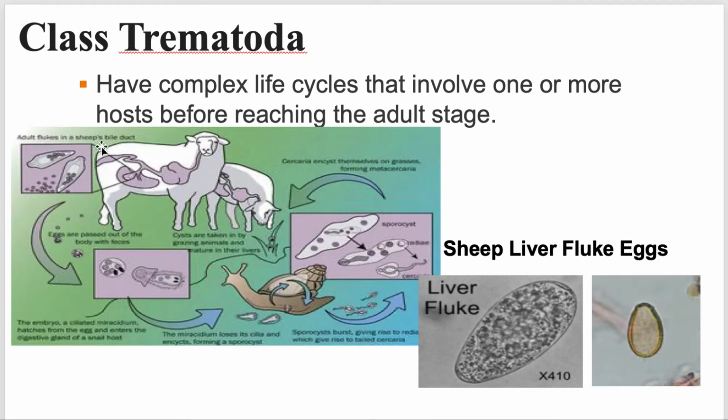But we have adult flukes in the sheep's bile duct. The eggs are passed out of the body with feces, and then obviously they land on the ground. The embryo hatches from the egg and enters the digestive gland of a small snail host. So we have the snail here. They get a little older there, and then eventually they're on the grass again, where sheep can eat it, and it goes on and on.